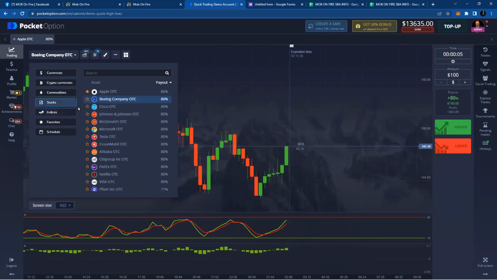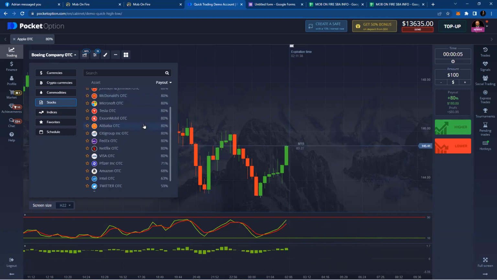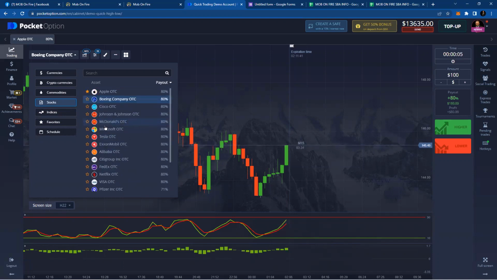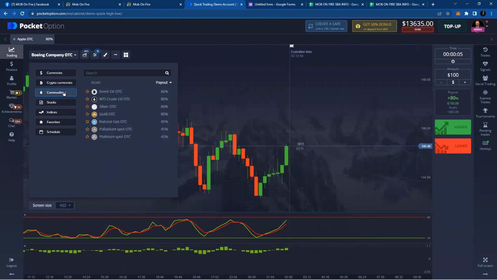Stocks, on the other hand, right now are at 80%, but there are times, like for example, between 8 o'clock in the morning and 11 a.m., that stocks are going to be paying you 92%. So that's worth the risk to go ahead and get into it. Even right now at 80%, any of these stocks right here are worth the risk. I'm sticking with Boeing.